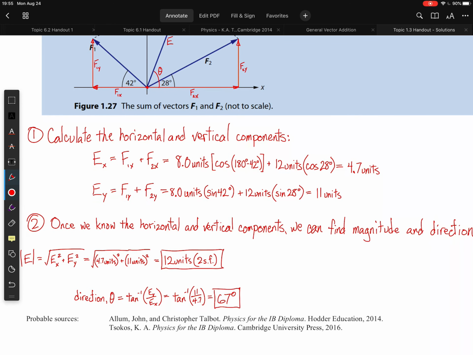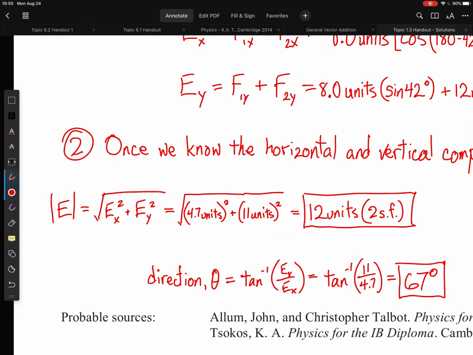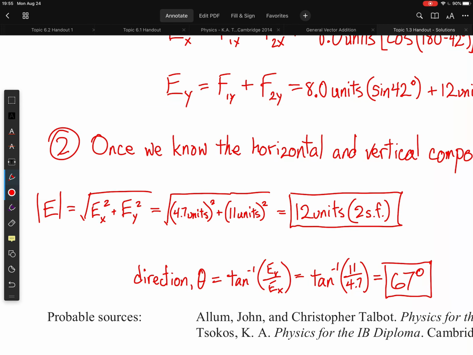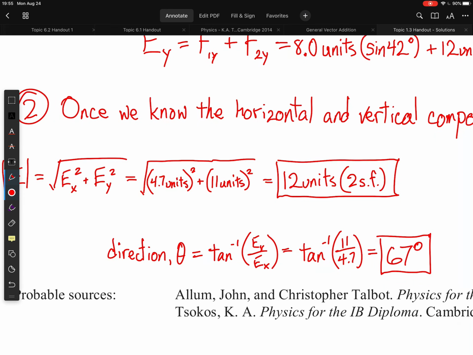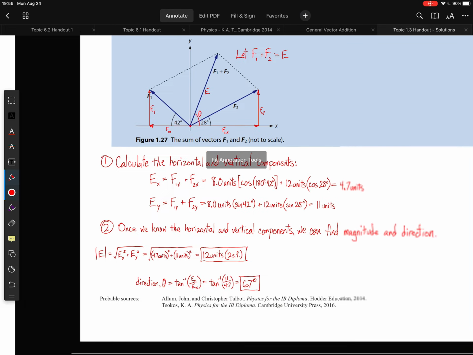Okay, once we have these horizontal and vertical components, we can find magnitude and direction. And we do that using the Pythagorean Theorem for magnitude. And we will find that our magnitude is 12 units. We have two significant figures. Okay, our direction, which I have called theta in this example, is given by arctangent of the y component divided by the x component. And that will give us 67 degrees.